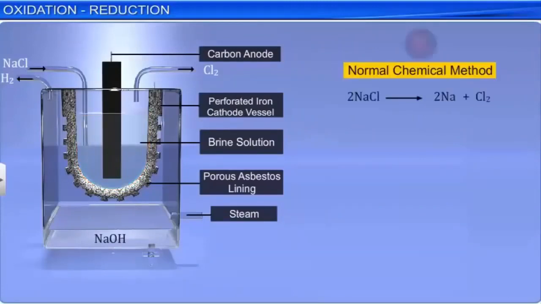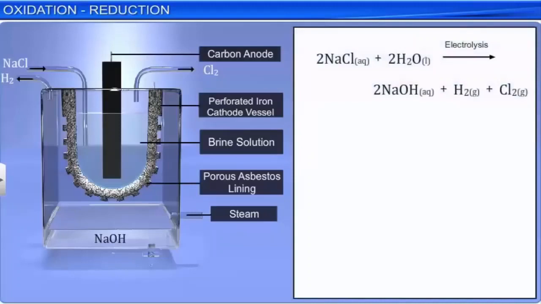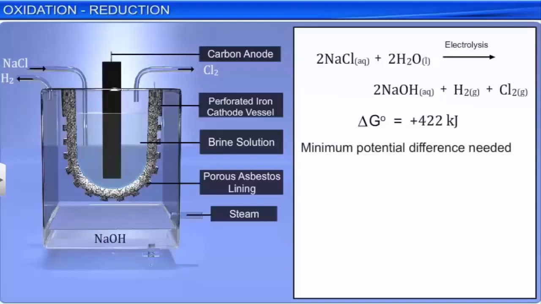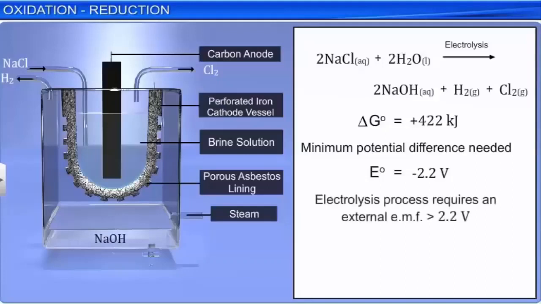Since oxidation cannot be carried out by normal chemical methods, chlorine is extracted by electrolysis. The chemical reaction corresponding to the electrolysis is shown here. The delta G naught for this reaction is plus 422 kilojoules. The minimum potential difference needed for oxidation, E naught, is equal to minus 2.2 volts. Due to overvoltage, the electrolysis process requires an external EMF greater than 2.2 volts.